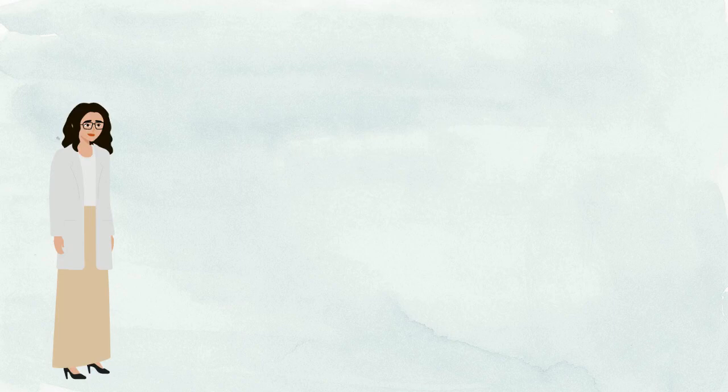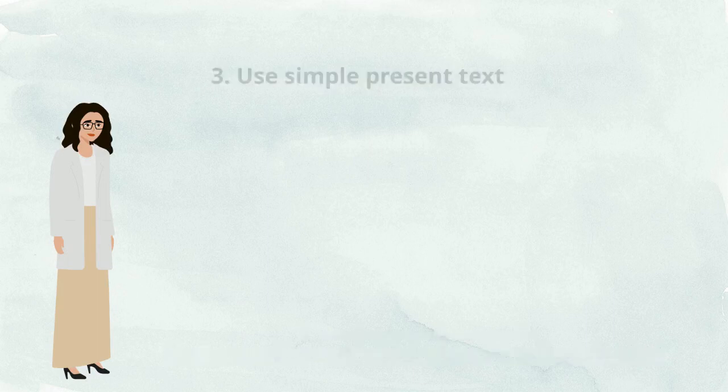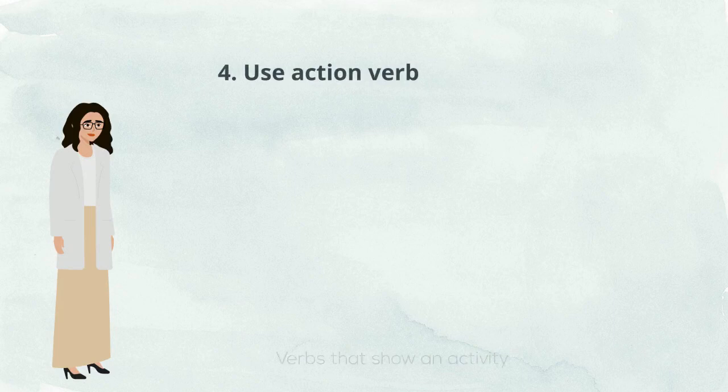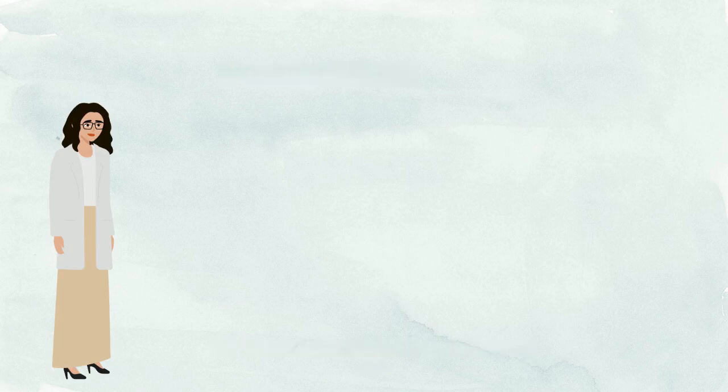And the third is the use of simple present tense. The sentence pattern used is simple present tense because it tells the fact of the object described. And the last is the use of action verbs. Verbs that show an activity. For example, run, sleep, walk, cut, or write, and etc.